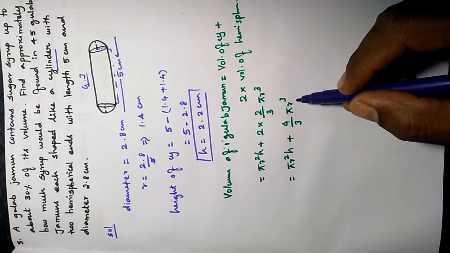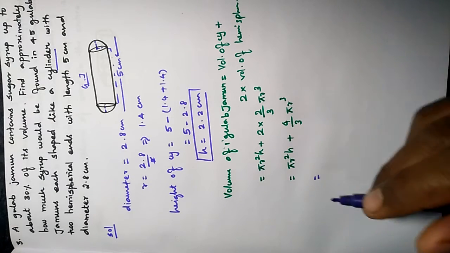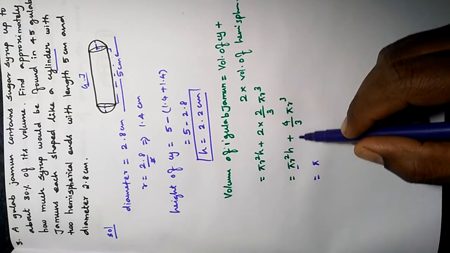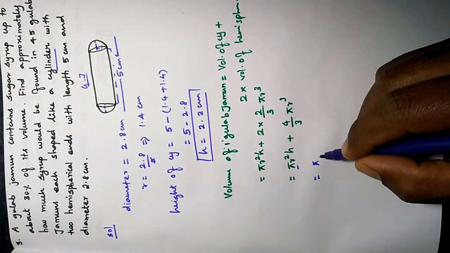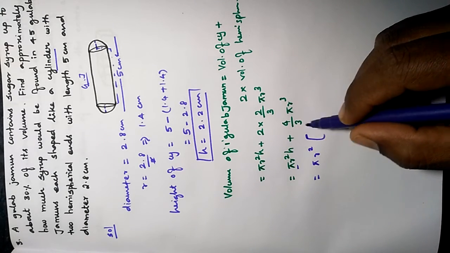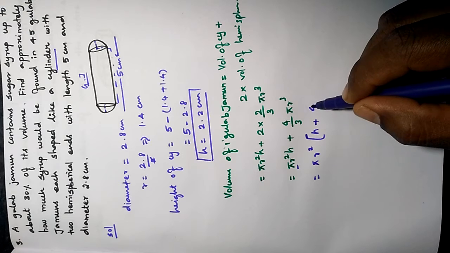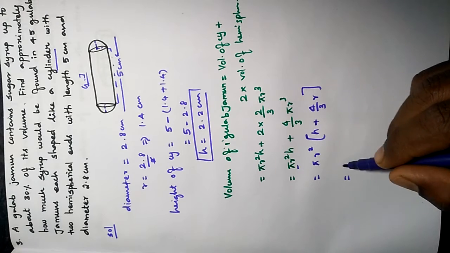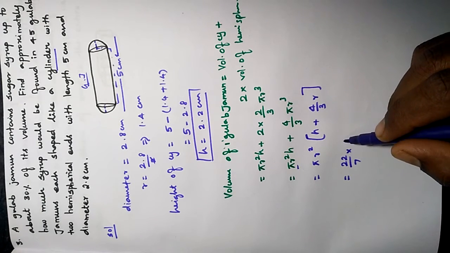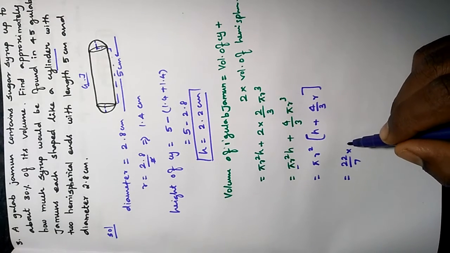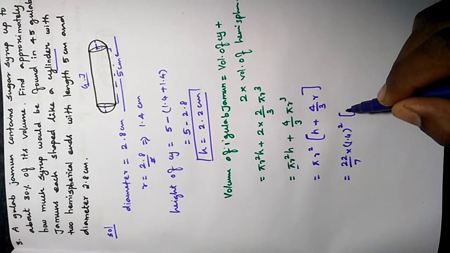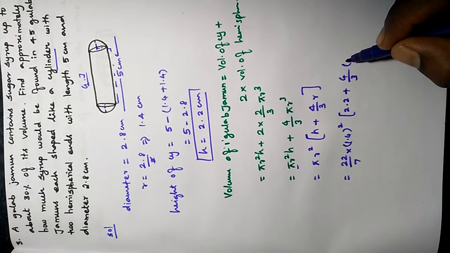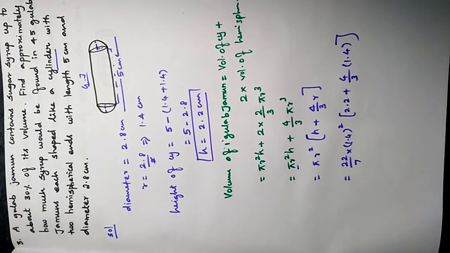Let's take the pi value common outside to make the simplification easy. Pi you can take common outside, and the radius r is also the same for both, so r square you also take common outside. Remaining it will be h plus 4 by 3, since we already took pi and one r. Now pi value 22 by 7 into r radius we have 1.4 square into h 2.2 plus 4 by 3 into r, or we have 1.4, right?